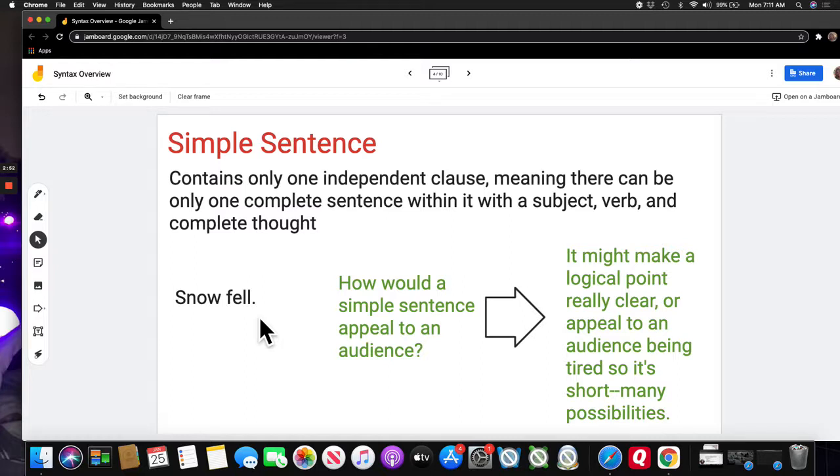So what we want to start thinking about is, how would this appeal to an audience? What reaction might you get if you have this really short, simple sentence? When I give you these examples of the appeals, there's so many more ways it could. This is just to get you to start thinking. If I'm making a logical point, if it's short and simple, it's really clear. Or maybe the audience is really tired and I'm trying to mimic that and highlight how tired they are. So I just have these short sentences because I can't produce more. So that's a simple sentence.